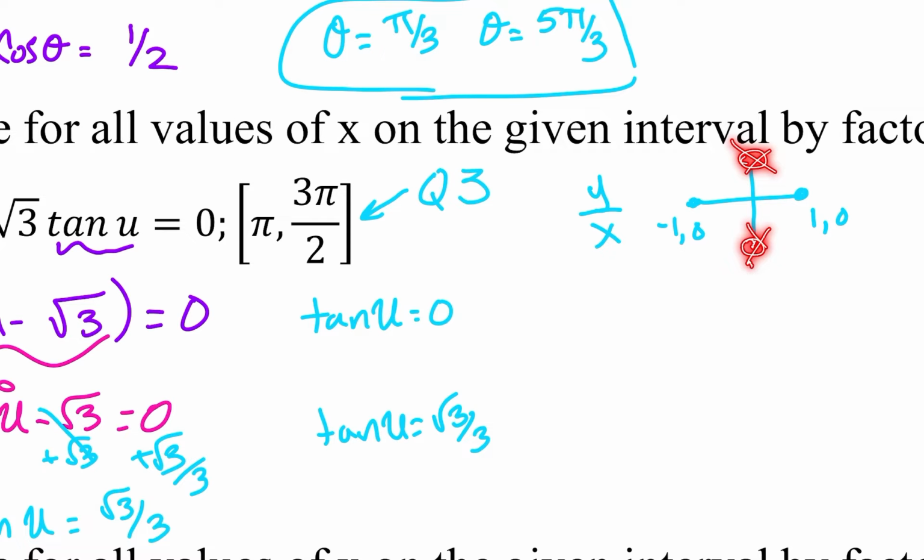It has to be either at 0 or at pi. But since our answer has to be between pi and 3 pi over 2, the only answer that's going to work here is when we're equal to pi.